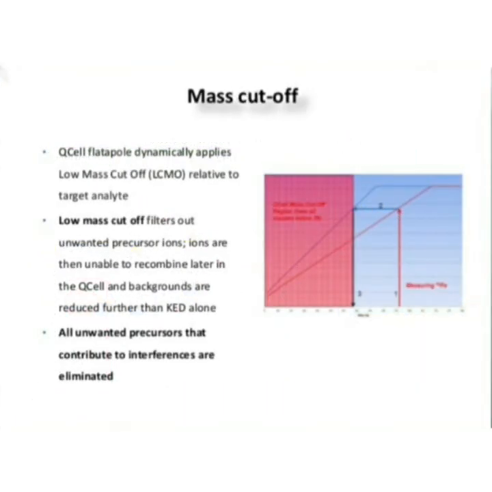Next is mass cut off. The Q cell flatapole dynamically applies a low mass cut off (LMCO) relative to the target analyte. Low mass cut off filters out unwanted precursor ions. Ions are then unable to remain stable later in the Q cell, and the background is reduced further than with KED alone. All unwanted precursors that contribute to an interference are eliminated.